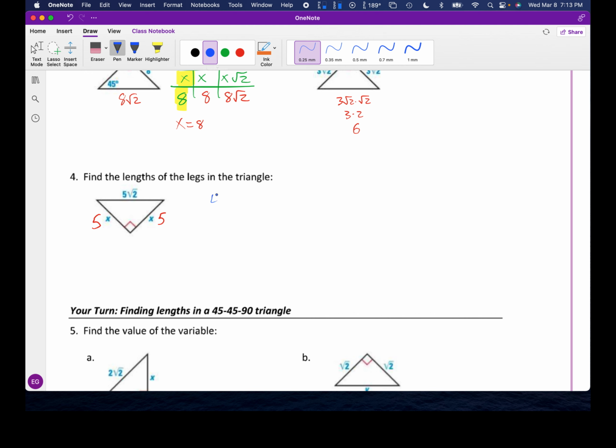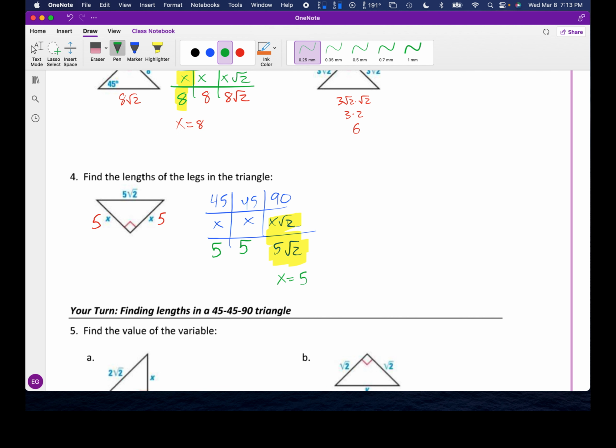What we can do is line ourselves up inside of the table. So we have x, x, x rad 2. And what we were given was a 5 rad 2. So we know that these have to equal each other. And if I use the one-to-one property, I can see that x is going to have to equal 5. So I know that both legs are going to be 5 because they're both equal to x.